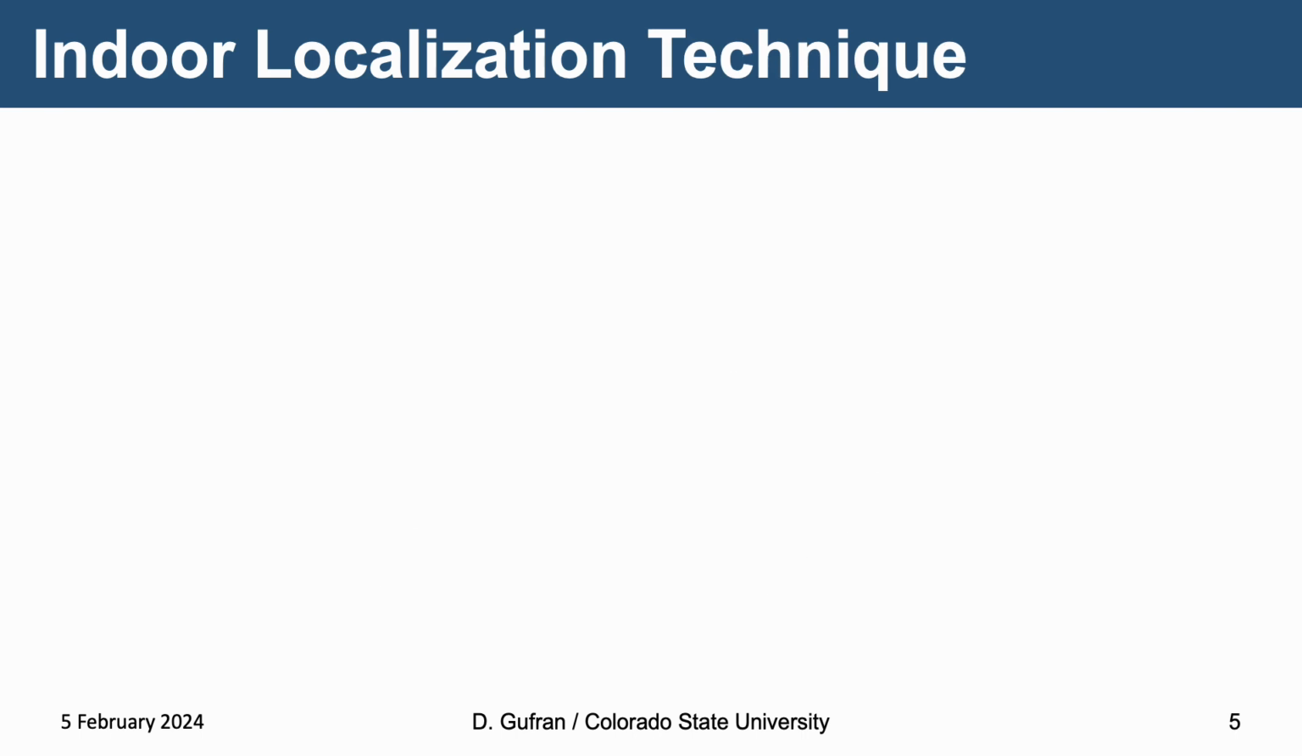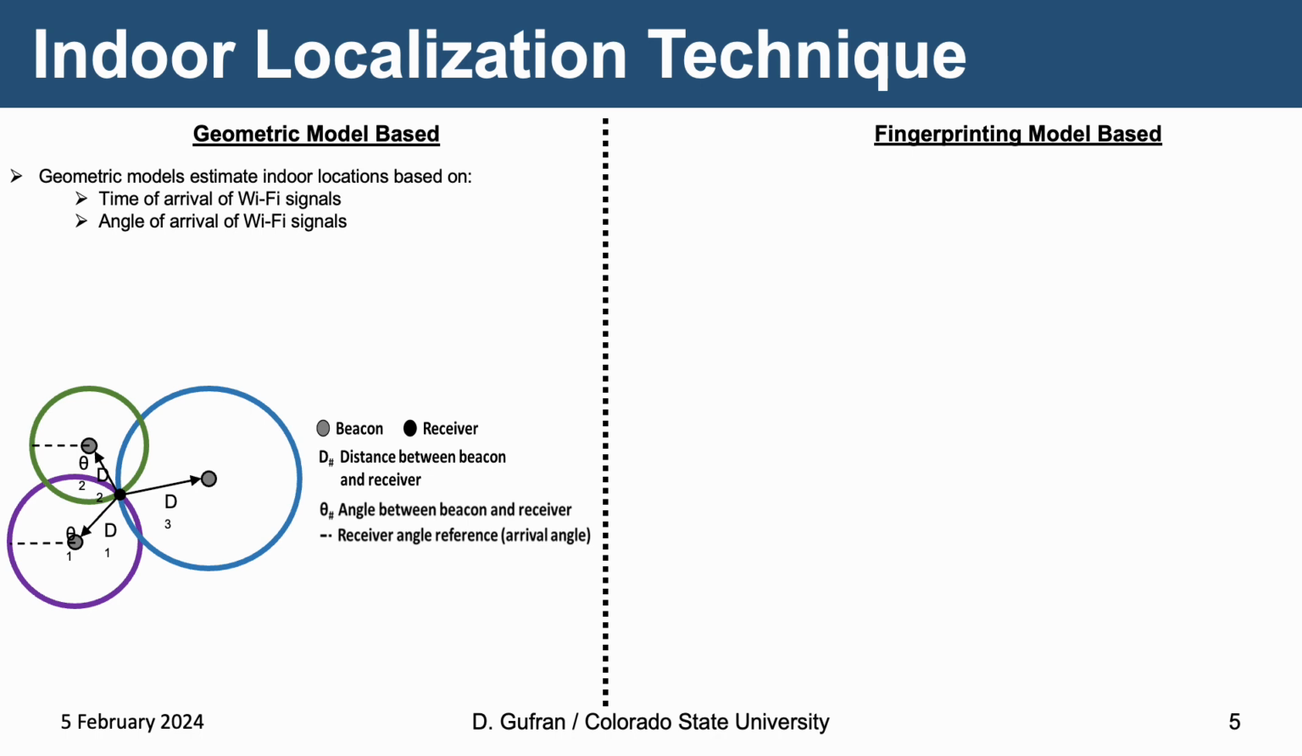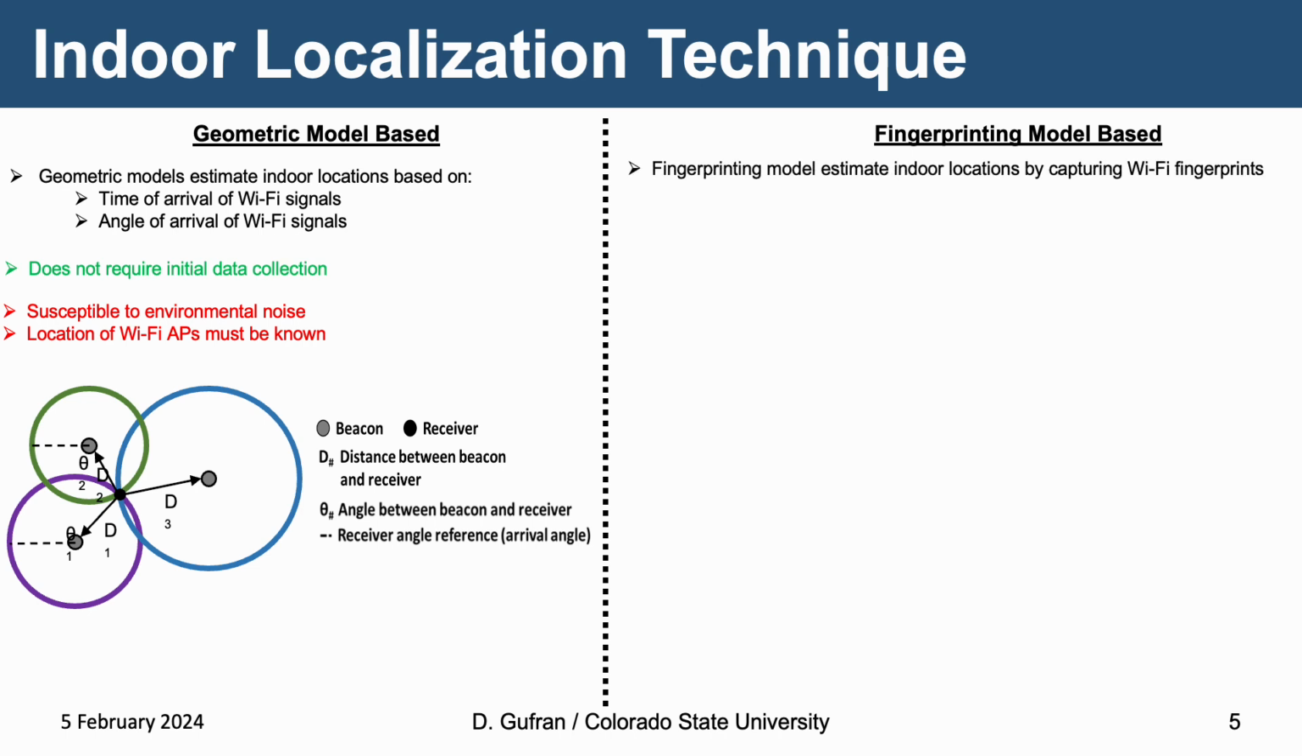Several techniques have been proposed for accurate and real-time indoor localization, out of which geometric model-based and fingerprinting model-based are the most popular. Geometric model-based systems estimate indoor locations based on time of arrival of Wi-Fi signals and angle of arrival of Wi-Fi signals. This technique provides localization without the need of initial data collection. However, this technique is susceptible towards environmental noise and requires accurate locations of the Wi-Fi access points in the indoor space. Fingerprinting model-based solutions estimate indoor locations by capturing unique Wi-Fi fingerprints.